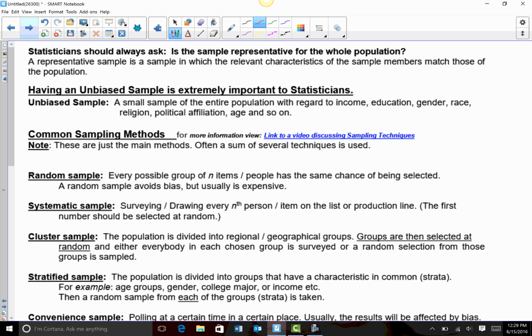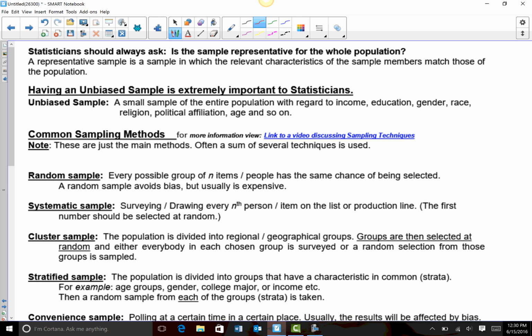At the top of the next page, obviously your ultimate goal is to have a sample that is unbiased, or as unbiased as possible. An unbiased sample of the entire population would not have any preference to income, education, gender, race, religion, political affiliation, your age, and so on.